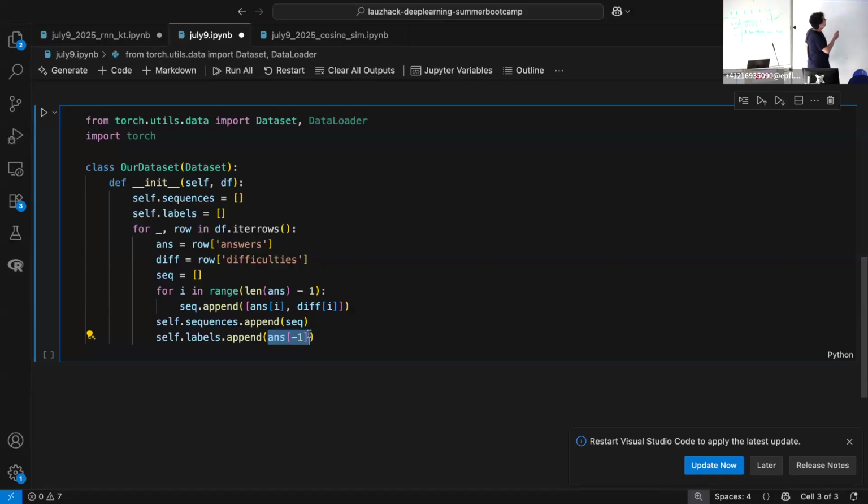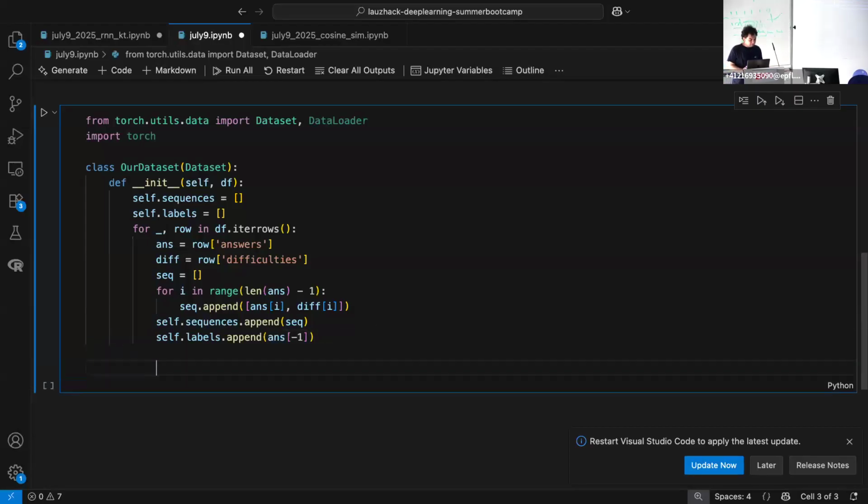So yeah, again, here sequences is an array of arrays. You see, each of them is an array that is added to this, right? Sequences is an array of arrays, and each array would be answer and difficulty. And then labels is just one value. So we have an array of arrays, which is like an array of answers, and then you get the final answer and label.